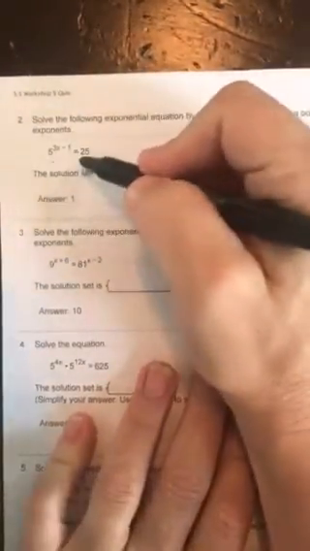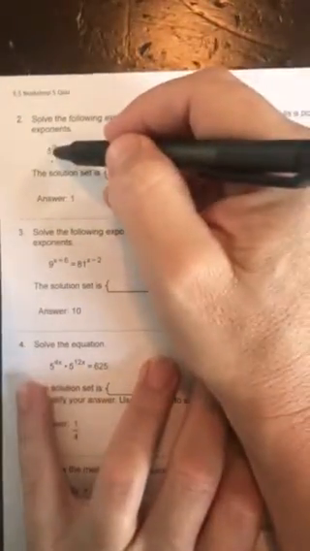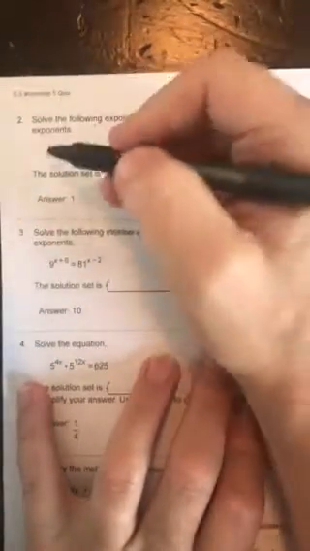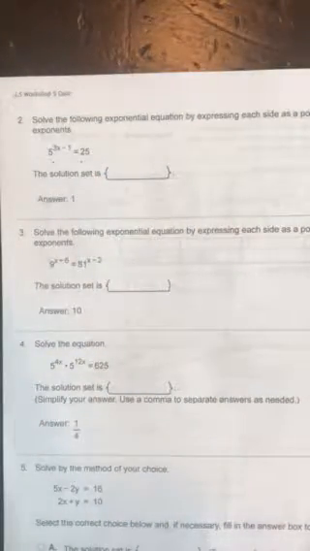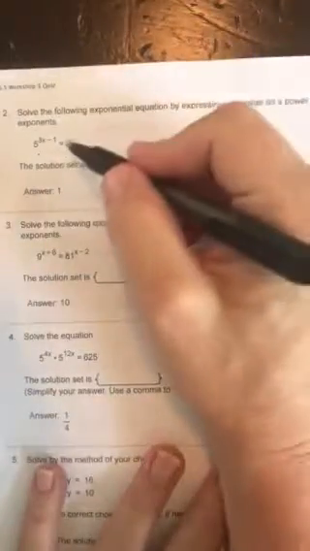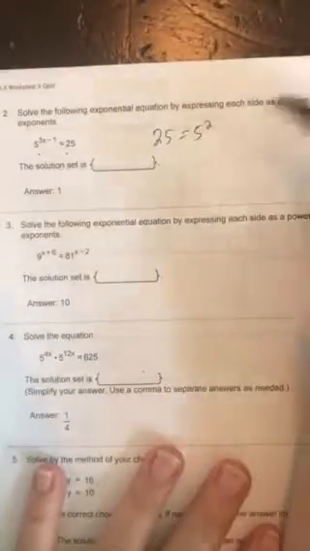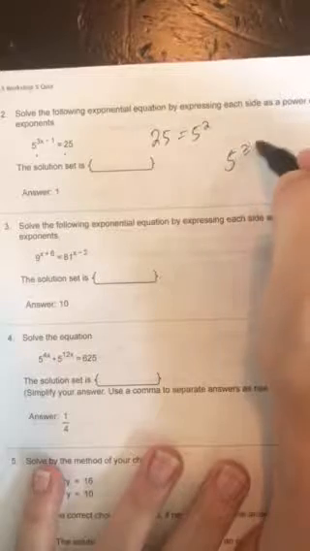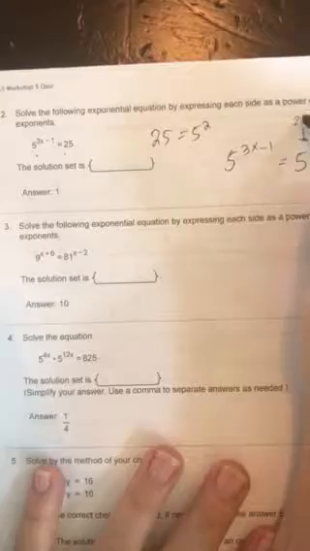Okay, so for this one, what we're trying to do is, if they have the same base, then I can say that the exponents have to be equal to each other. All right, so I look at it and I see 5 and I see 25. And so I say, okay, 25 can be expressed with a base of 5 as 5 squared, right? 25 is just 5 squared, correct? So I'm going to rewrite this equation just using 5 squared. So I have 5 to the 3x minus 1 equals 5 squared, because that's just 25.